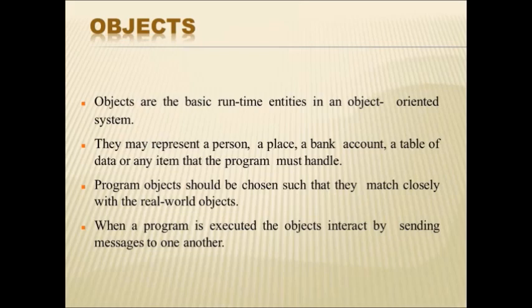The state comes under some information about the object. The behavior comes under methods or functions applied on a particular object. So any entity that has state and behavior is known as an object. When a program is executed, the objects interact by sending messages to one another.